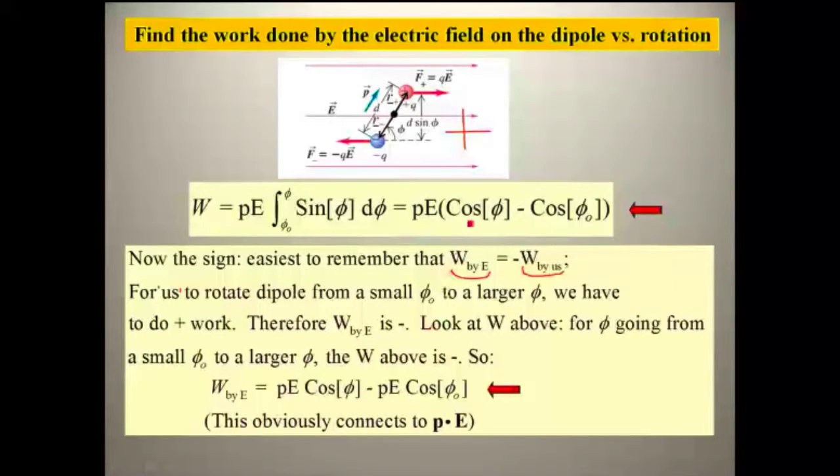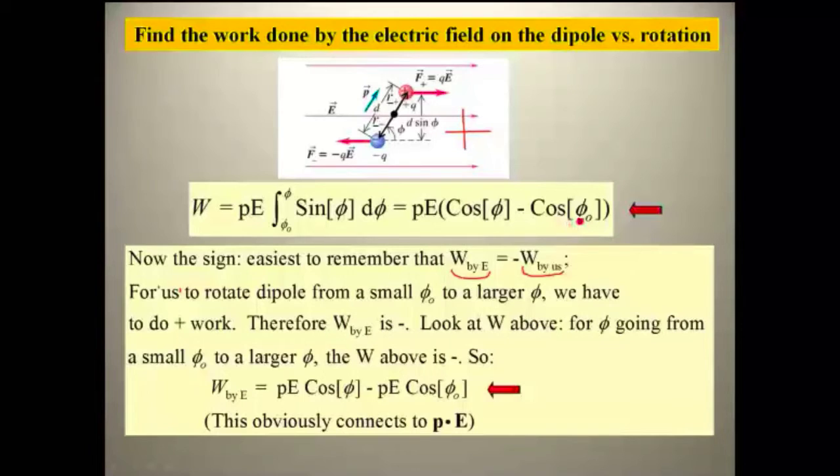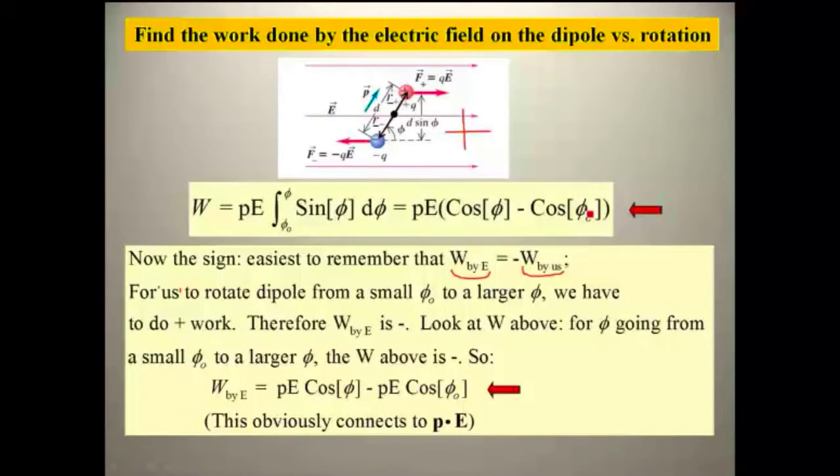Why? Because what we're doing is going from a small phi, which is going to give you a large value for cosine phi, to a large phi, which is going to give you a small value. So that's what gives us this minus sign. So we rewrite that in terms of the work done by E. So we've now decided that this is what E does. This is pE cosine phi minus pE cosine phi 0.